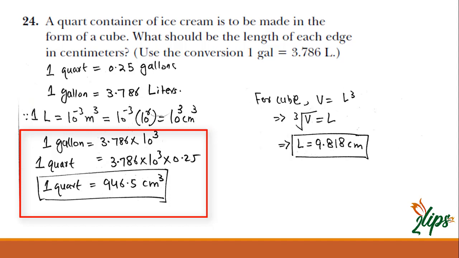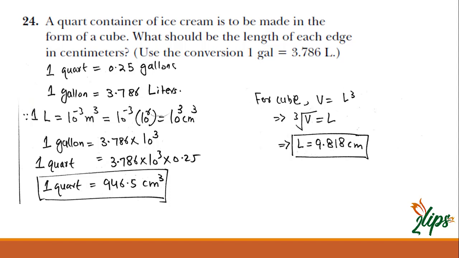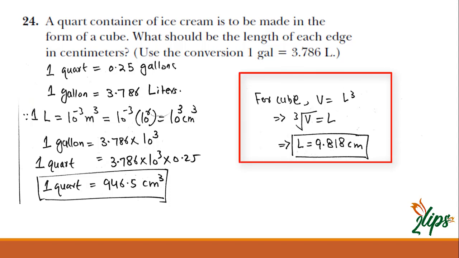So multiplying by 0.25, I can get the volume of this container in centimeter cube, which is equal to 946.5 centimeter cube. Since it is given in the question that this quart container is in the form of a cube, if we know the volume of a cube, then we can find the side length. Since V is equal to L cube, taking its cube root, I will get the length of each side, which is equal to 9.818 centimeters.